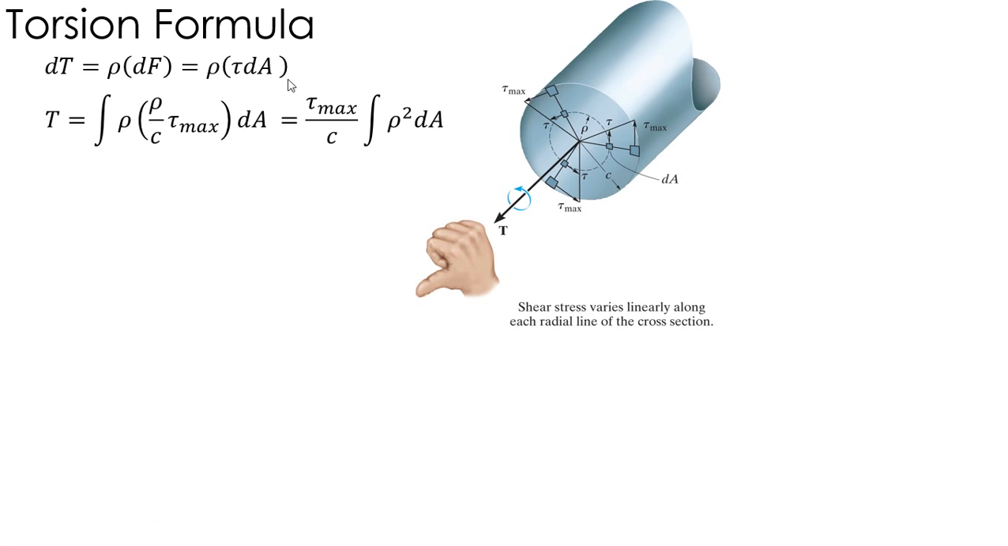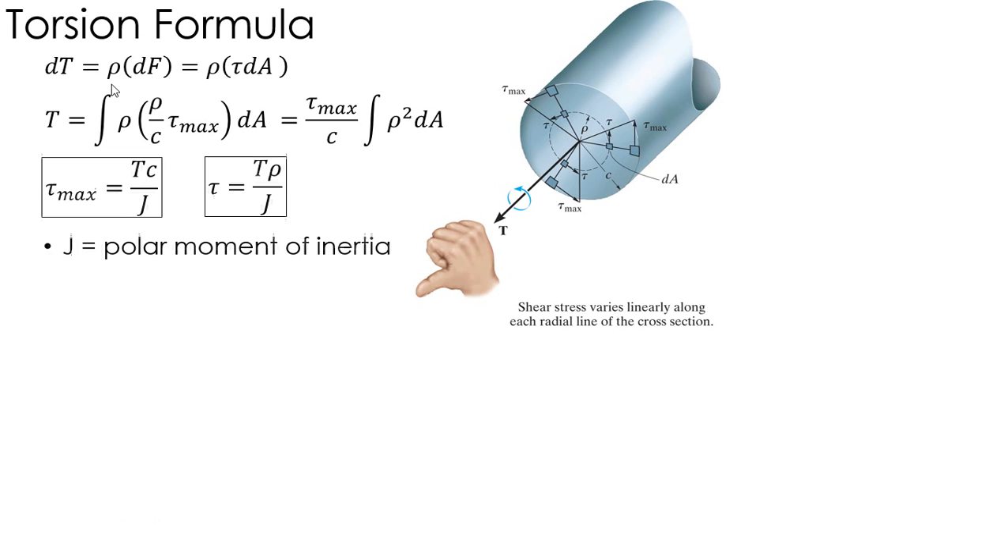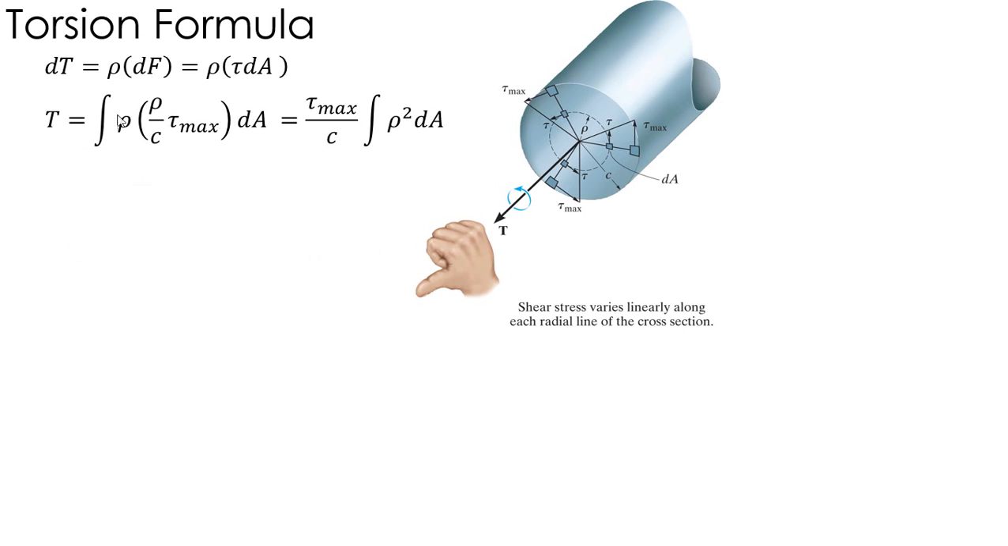Integrating both sides, the integral of dT is just T, and the integral of rho, and what I've done here is instead of tau, I used the equation I had from the previous slide, which was rho over c times tau max times dA.